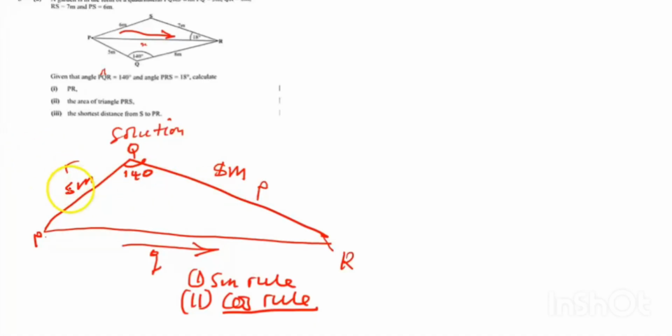In a situation whereby you have been given one side, which is 8 meter here, and 2 angles, let's take for instance here there is 10 degrees and here 140 degrees, that means you can use the sine rule. In this case we have 5, so that means we use cosine law. So by using cosine law, because we are looking for the PR, we are going to start with the small letter q.